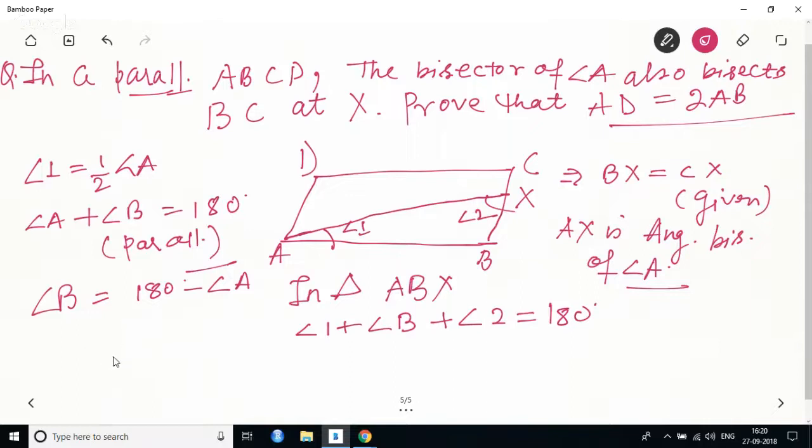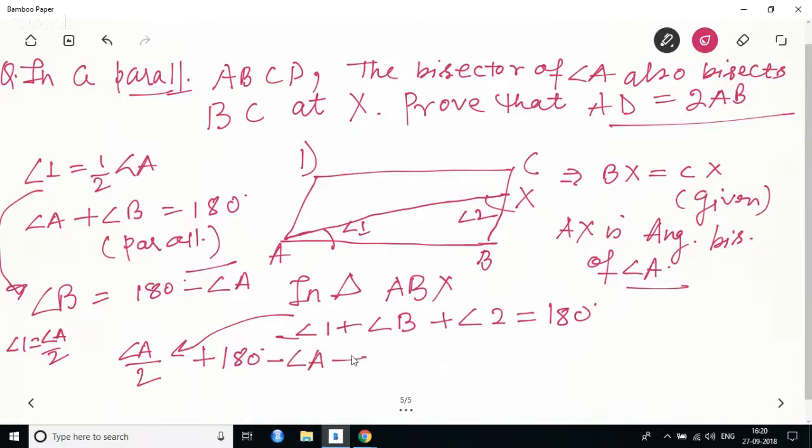So try to understand. Angle 1 can be written as angle A by 2. Already it has been given here. So I am replacing this with angle A by 2. Angle B can be written as 180 degree minus angle A plus angle 2 is equal to 180 degree. Now guys, try to understand how to prove AD is equal to 2AB.